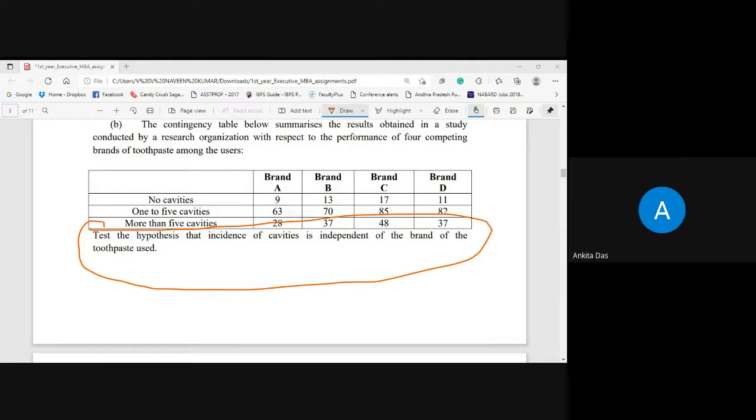0.13. Next is 1 divided by 36. 0.02. Next is 9 by 45. 0.2. Next 4 by 39. 0.10. Now if you see the formula, we want summation, na. Summation means we need to add all of these. That is summation of O minus E whole square by E, which is 2.037. So this is our calculated value.